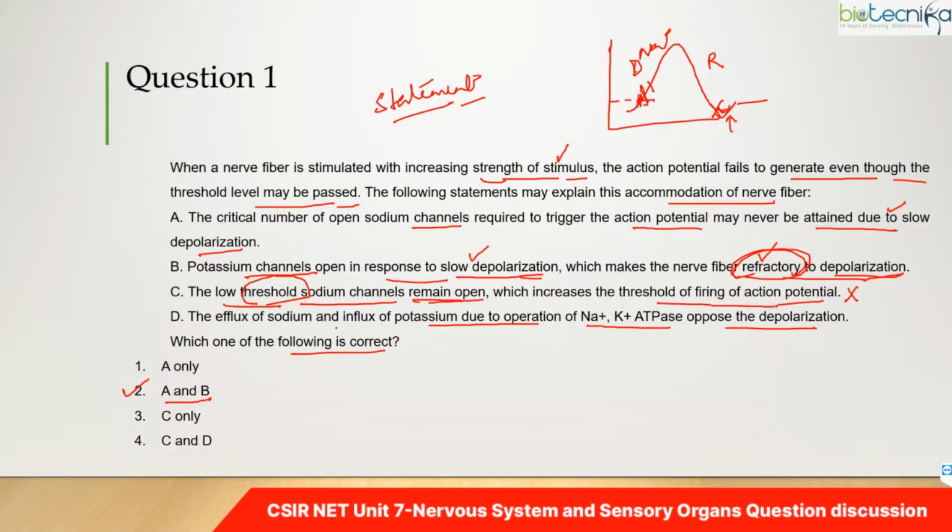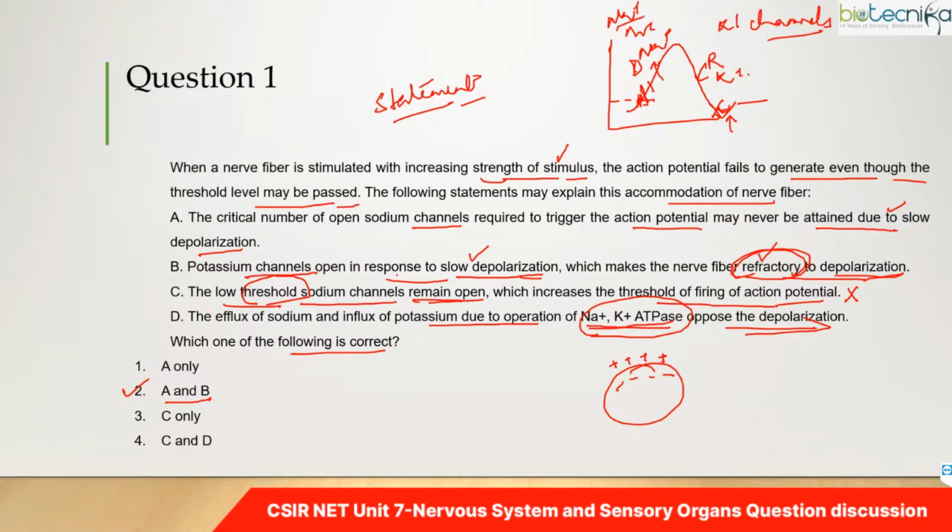Now D says the efflux of sodium and influx of potassium. So sodium moves out, potassium moves in, right? During the operation of sodium potassium ATPase opposing the depolarization. Now, sodium potassium ATPase is completely different, it is a sodium potassium pump. So that does not play a role over here. This sodium potassium pump plays a role in maintaining the positive and negative ions: inside it makes it negative and outside it makes it positive. But for the influx of sodium and the potassium that is taking place, the channels are completely different. For depolarization, you have just the sodium channel. For repolarization, you just have the potassium channel. So these are different channels.